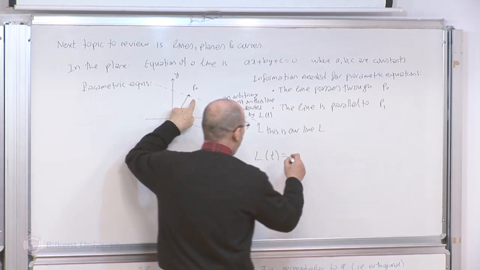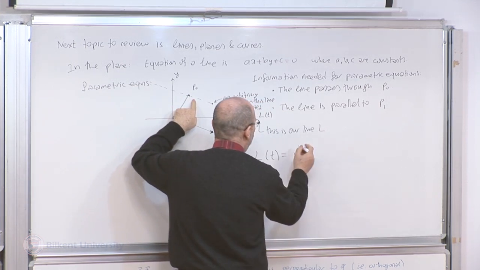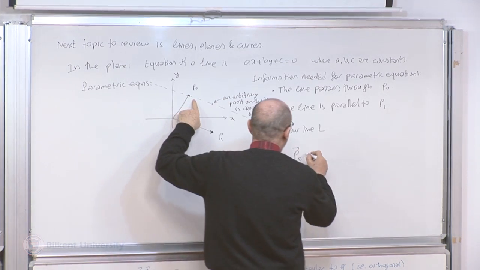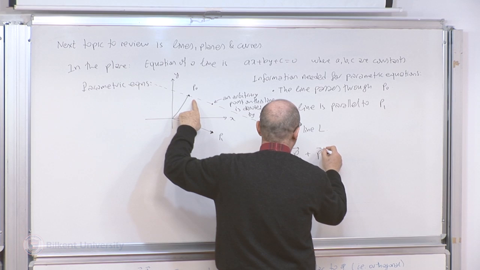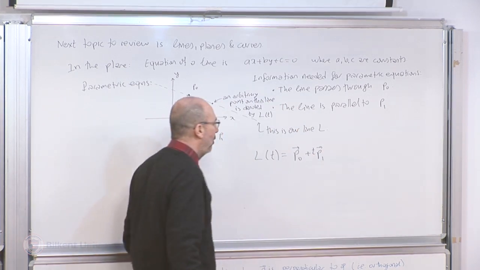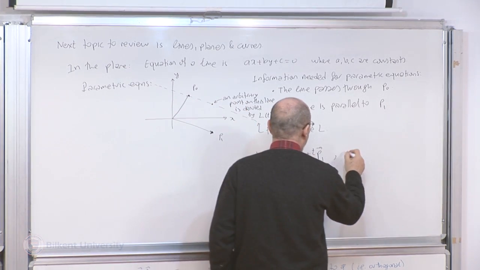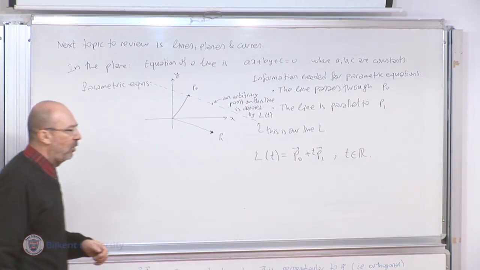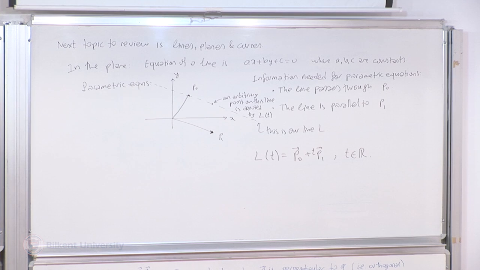So first go to P sub 0. Now let me put a vector sign here. And then continue in the direction of P1, and you can go as many distance as you like. Okay, so this is the parametric equation of this line.